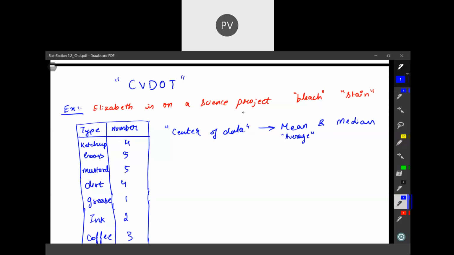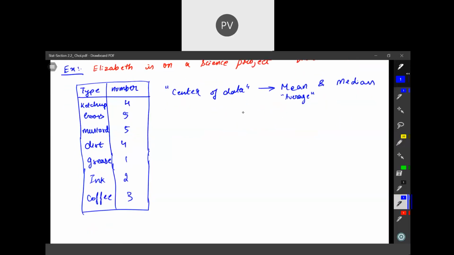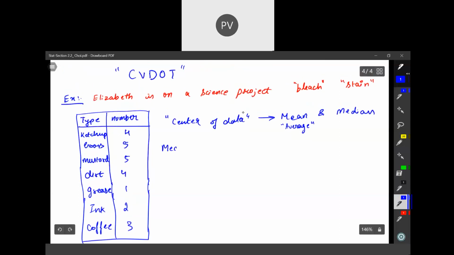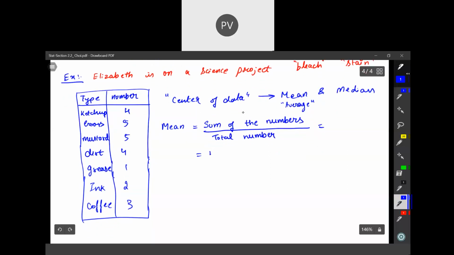So here, as you can see, it is 4, 5, 5, 4, 1. There is not a big difference between those frequencies, so we will use the mean to find the center of data. The mean is nothing but your average. What is the formula for the mean? It is the sum of the numbers or the frequencies divided by the total number of frequencies.